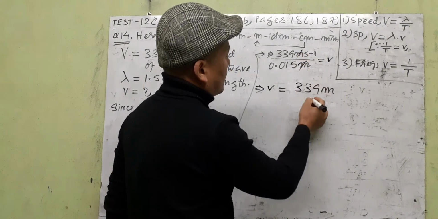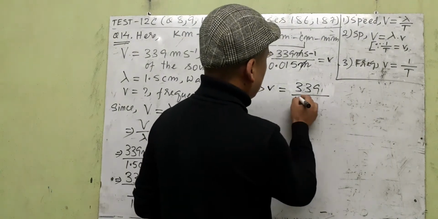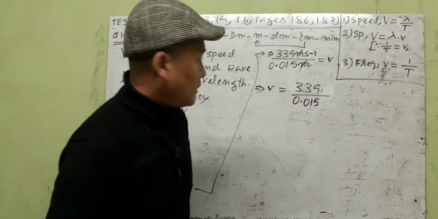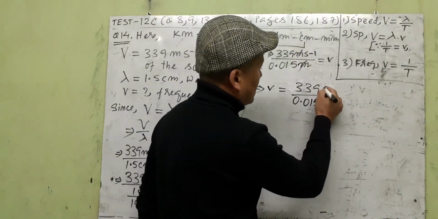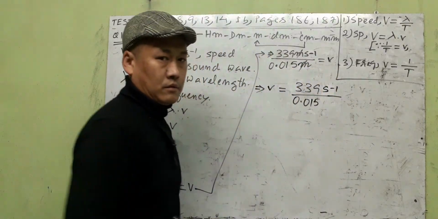This meter and meter can cancel, so we may as well do that. 339 by 0.015, and here meter is cancelled, but still second to the power minus 1 is there. So v is equal to this.